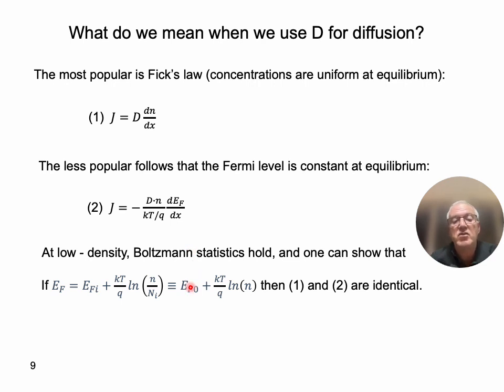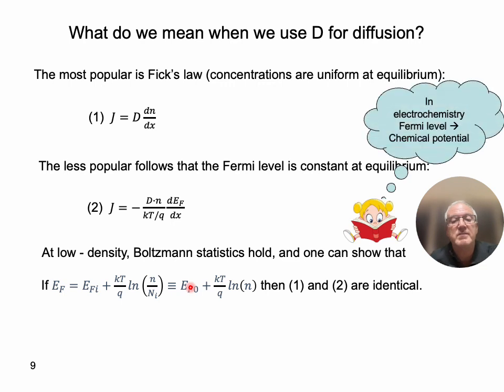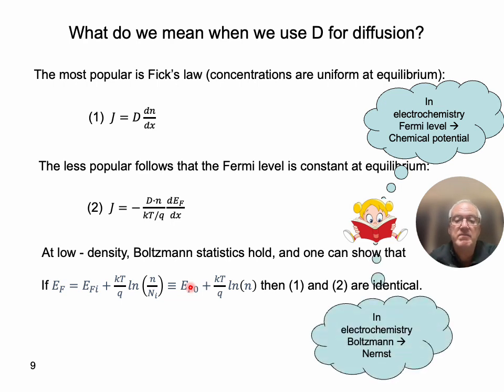In this context, it's also interesting to note that in electrochemistry, the Fermi level is often referred to as the chemical potential, or the potential associated with the charge density. And when they note that we are at the low density approximation, they call it the Nernstian regime.